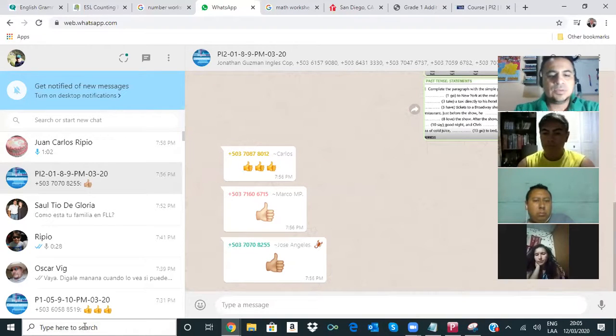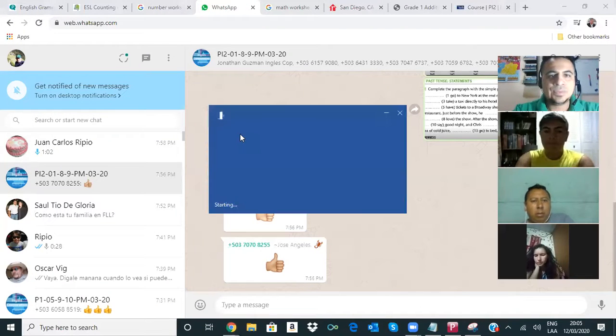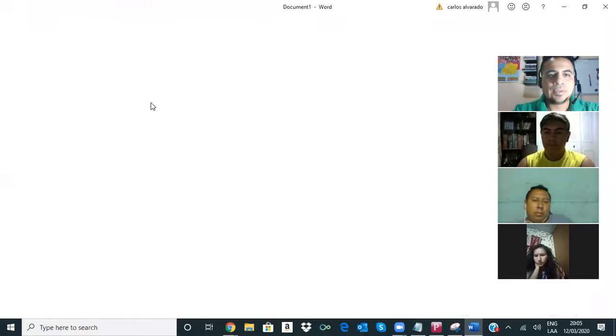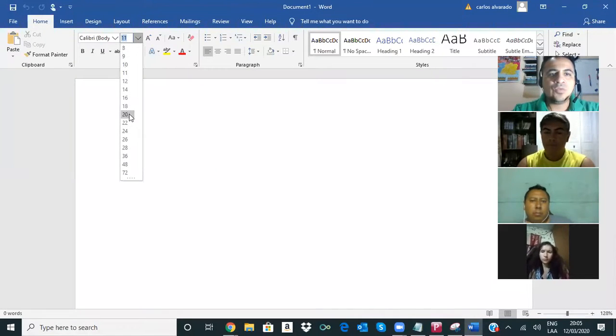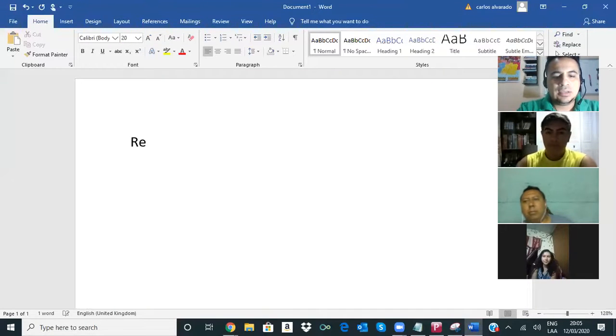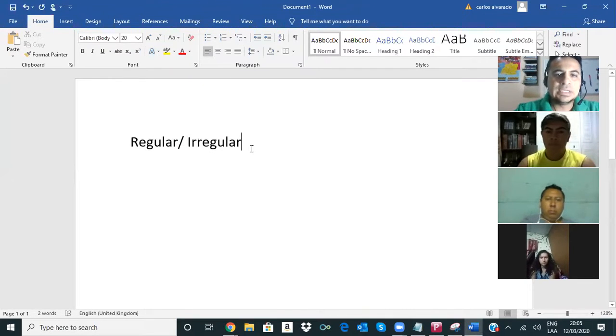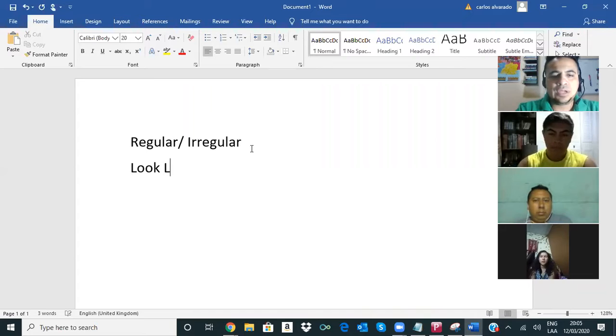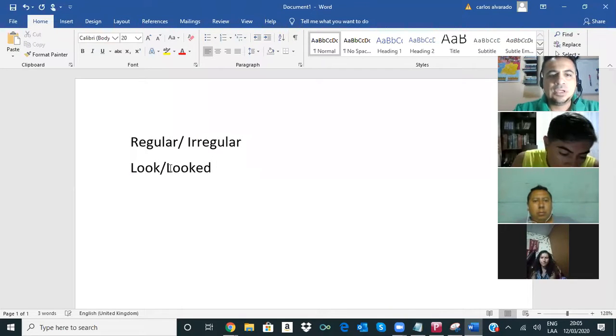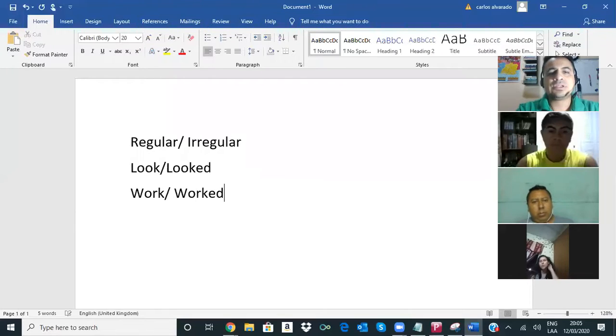Let me go to my Word and give you an example. We have regular verbs and irregular. The regular verbs son un poco más fácil. Because, for example, you say look, that's present. How do you make it past? Looked. Okay, very easy. Another example, work. How do you make it past? Worked. Okay, very good.